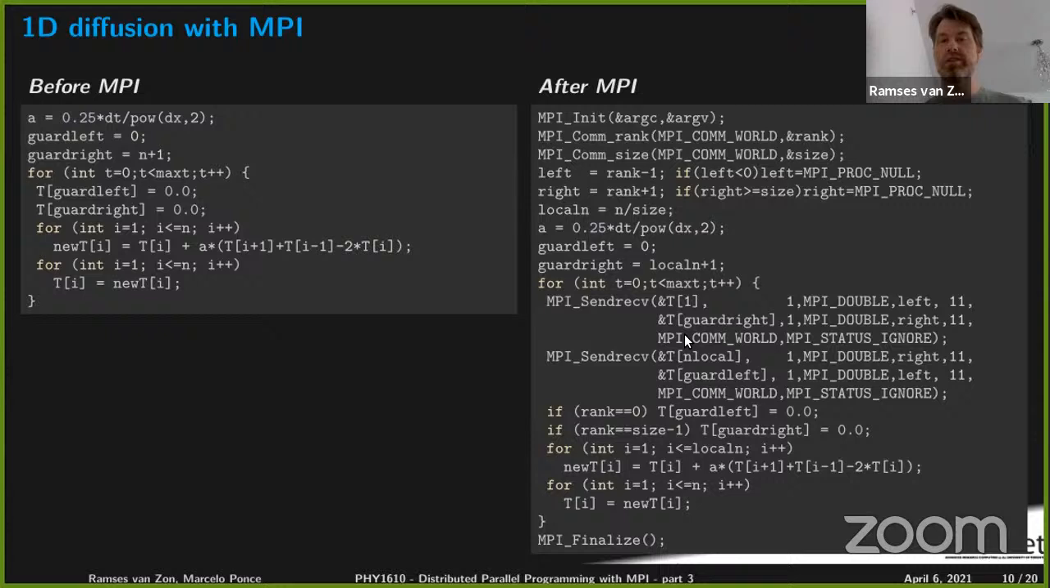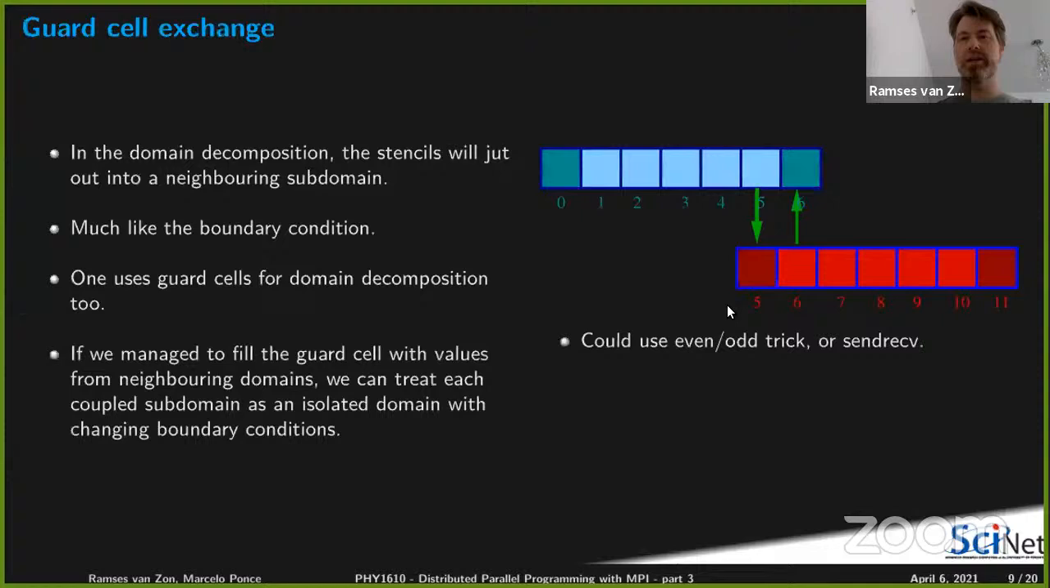So we are sending from our leftmost point to the left. It's going to become a guard cell there. And I'm going to receive at the same time something in my right guard cell from the right. So I'm sending to the left my first element and receiving from the right something that comes from the right. And that something that comes from the right is going to be the T1 that I had. I should have drawn one more process, but this process, if there was another one, would also be receiving something up.